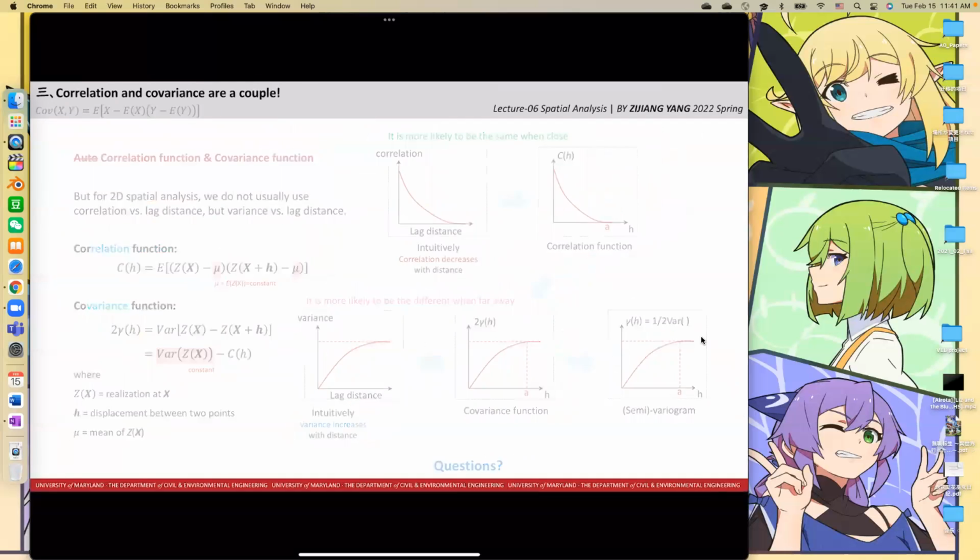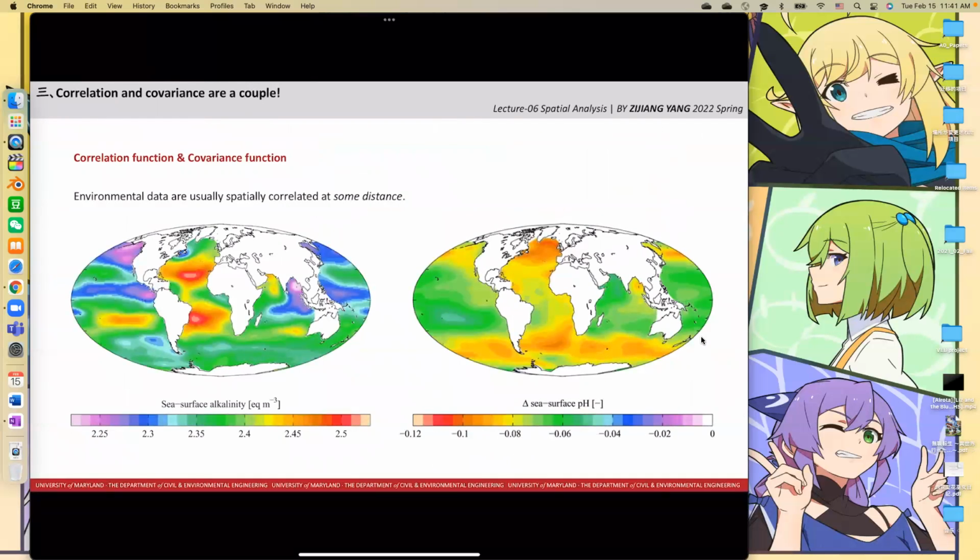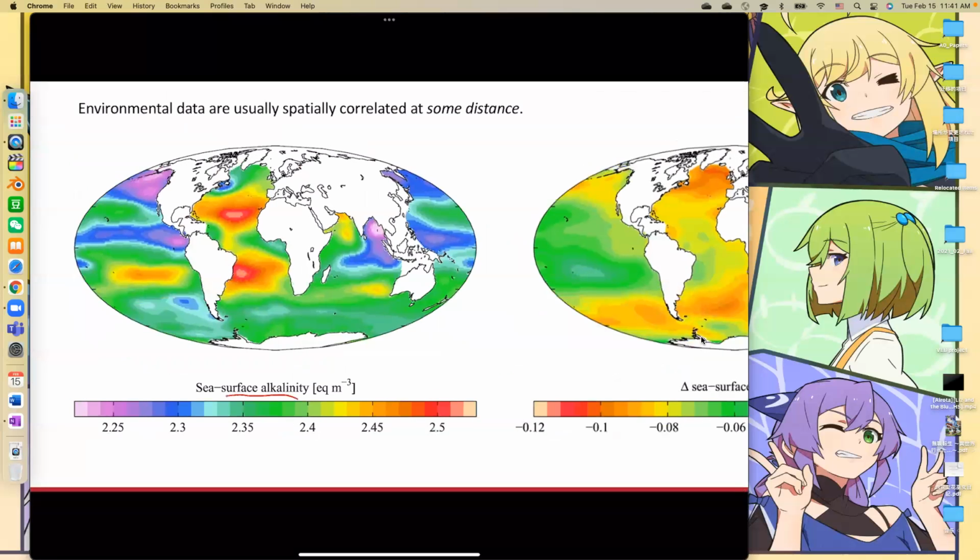I guess I will have an example here, which makes it more intuitive. These are the pictures that I showed in the water chemistry lecture. This is sea level alkalinity. We can see it is like this. So suppose we are standing here, where we have relatively small alkalinity. If I'm here and I look around, for a relatively small distance, we can see that the alkalinity around me is also supposed to be small.